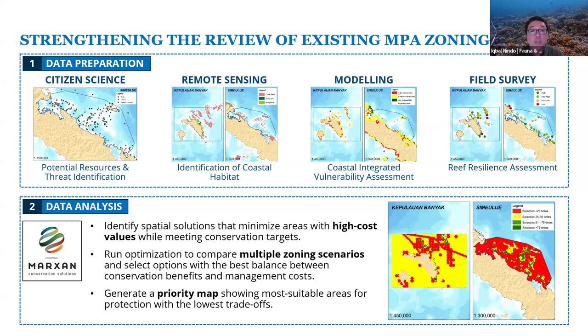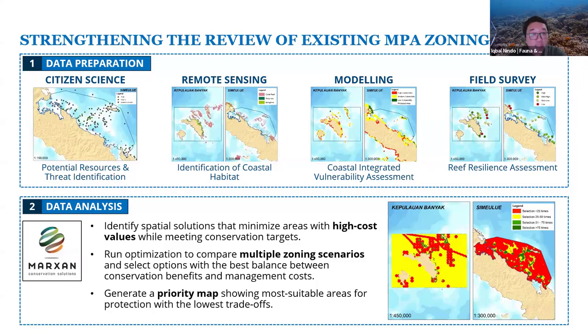And finally, we conducted field surveys for coral reefs. This survey didn't only measure coral cover or fish abundance, they also combined more than 30 variables, including benthic cover, physical condition, fish functional groups, management indicators, and human pressures to generate a relative resilience index for each site. All these datasets were then transformed into spatial layers and categorized into conservation value and cost value.